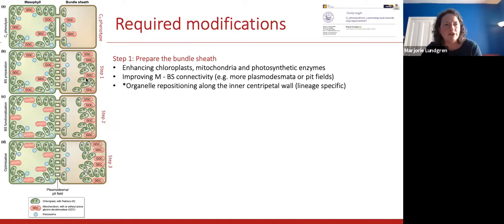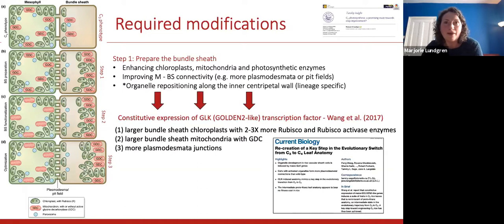I know for a fact that not all lineages do that. So I think that might be a lineage specific thing. So whether we have to do that in a crop engineering effort or not is still to be seen. We might be able to get away without that step, or it might be an optimization step. Maybe it'll work without it, but it'll work even better if we do find a way to move the organelles to the inner centripetal wall. Okay, so if we want to do this step one, luckily, there seems to be a way to do that.